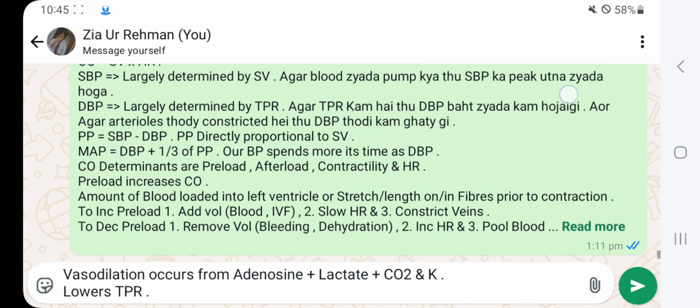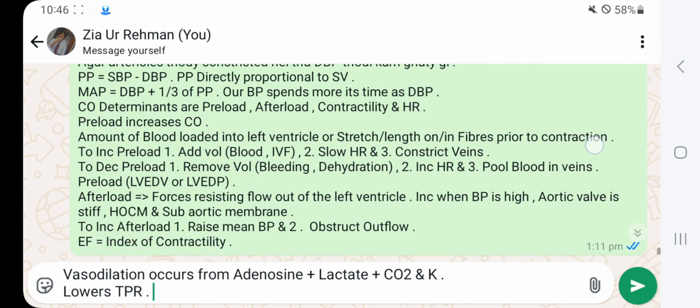Now we have cardiac output determinants, which are preload, afterload, contractility, and heart rate. If preload increases, that will lead to increased cardiac output. Preload is the amount of blood loaded into the left ventricle, or the stretch or length of fibers prior to contraction. To increase preload, we can add volume, that is blood transfusion or IV fluid. Second, we can decrease heart rate.